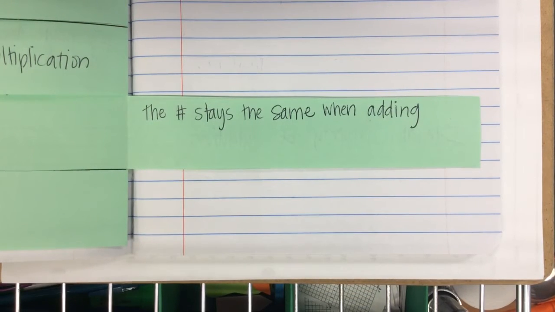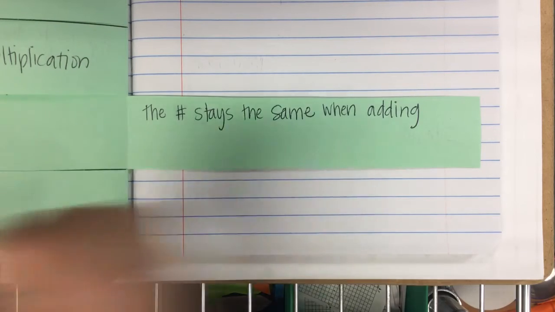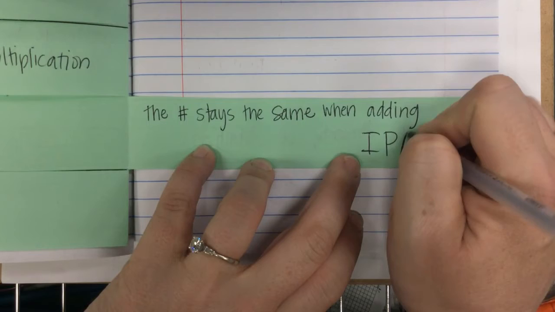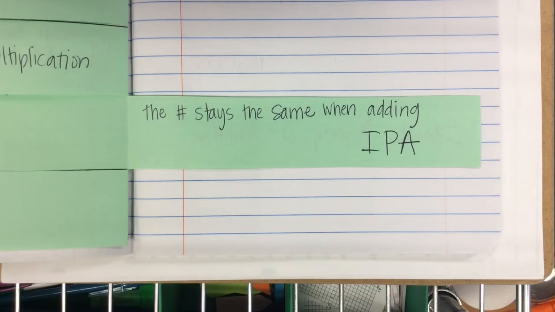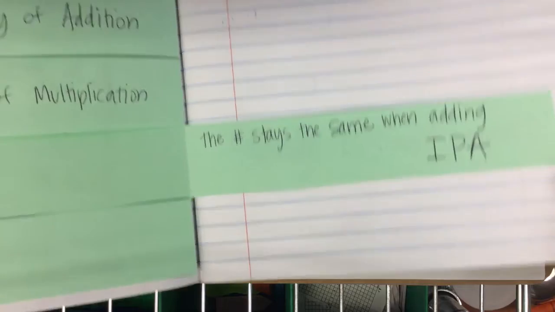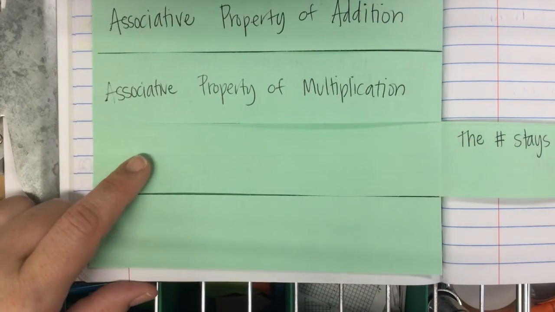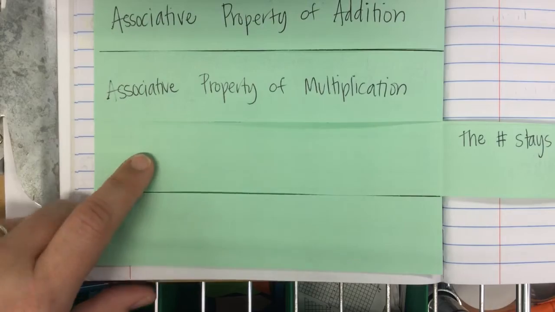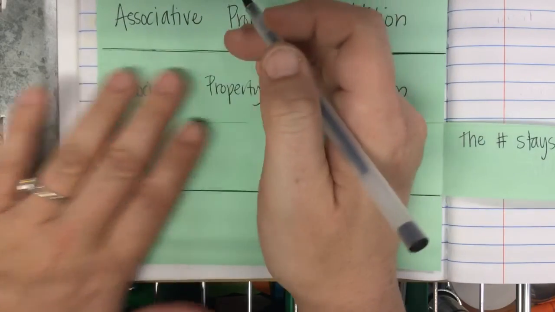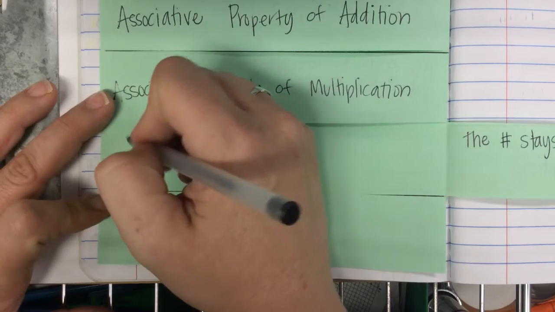How do you add something but don't change it? The number stays the same when adding. This is IPA, identity property of addition. How do you add something but don't change it? BB, turn around, please. All the way. How do you add something but don't change the number? Are you ready? You're thinking way too hard. Are you ready to be dumbstruck? You're going to think to yourself, why didn't I think of that?